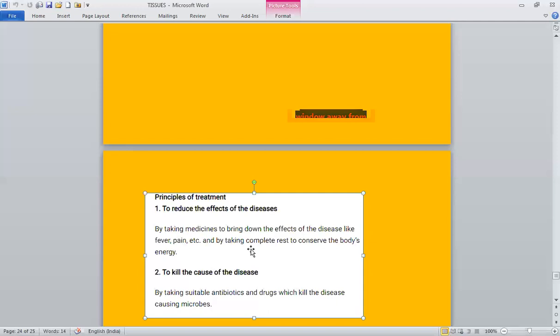If we rest, many diseases disappear when we take rest. Suppose we are suffering from common cold, so it will be there for 4 to 5 days, and without taking the medicine also we'll soon become better. But all these steps are to reduce the effect of the diseases.